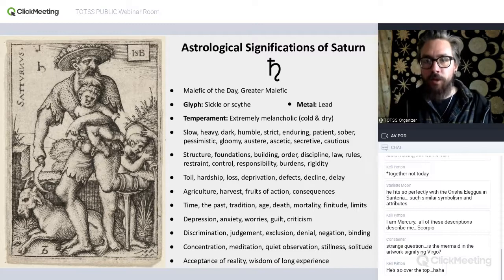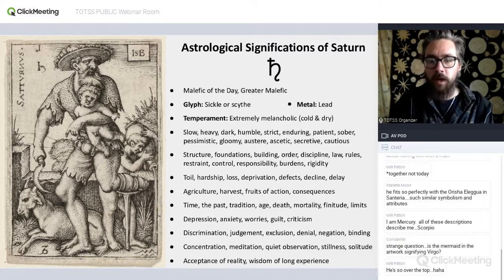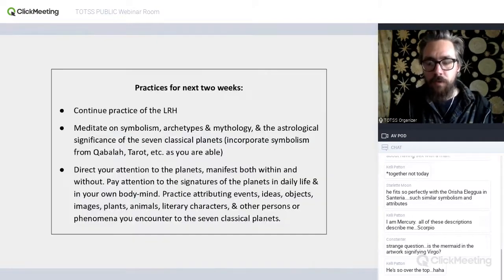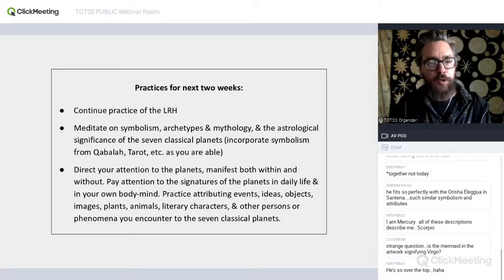I was going to talk about the lunar nodes, but we're already 15 minutes over. So I'm just going to skip that, and we'll talk about the lunar nodes at the beginning of our next class. All right, so just right quick, before we wrap up, suggested practices for the next 2 weeks.